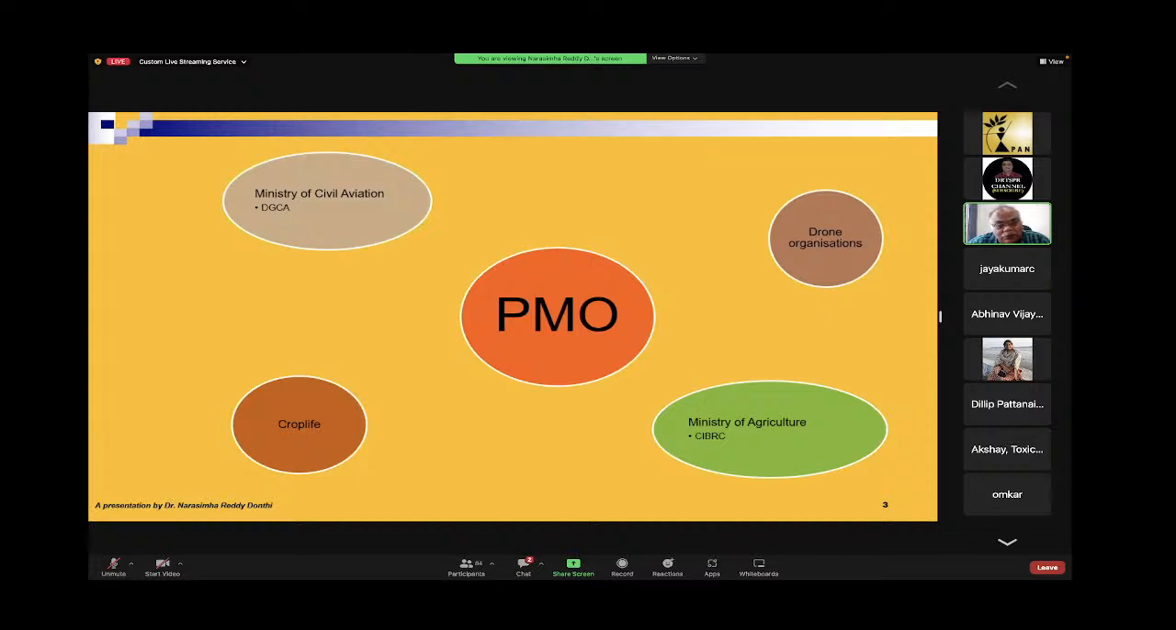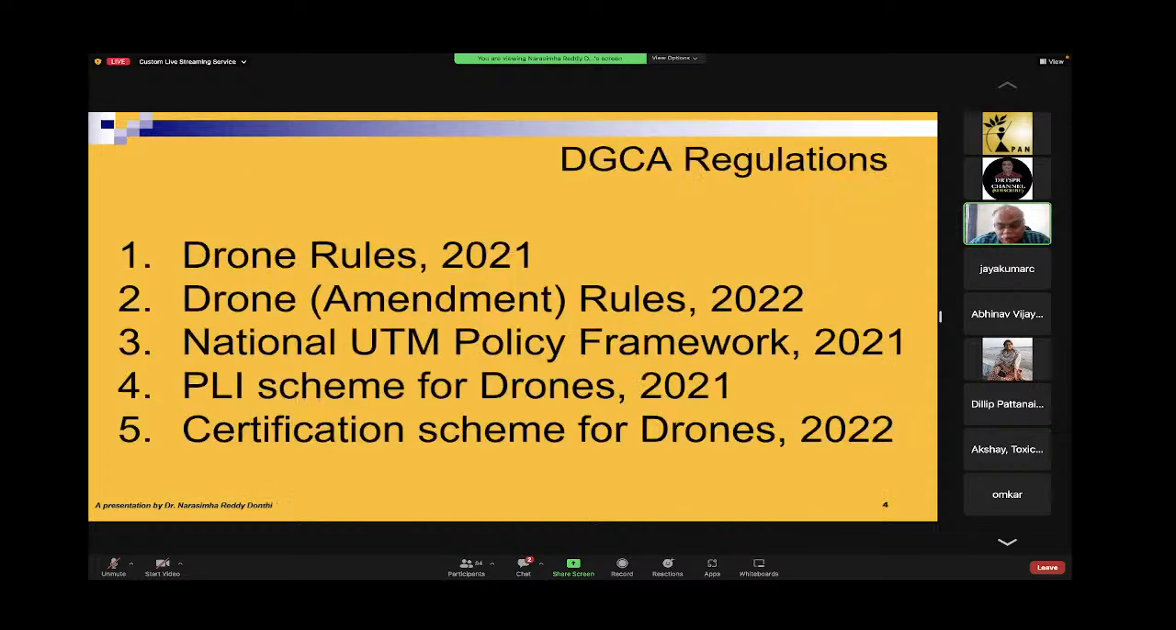So they established a digital sky platform as part of this registration of drones. And in context of using drones in agriculture, Ministry of Agriculture and especially Central Insecticide Board and Registration Committee is involved. In fact, this role was brought because of our advocacy. Otherwise, I don't think it would have got any role in that.